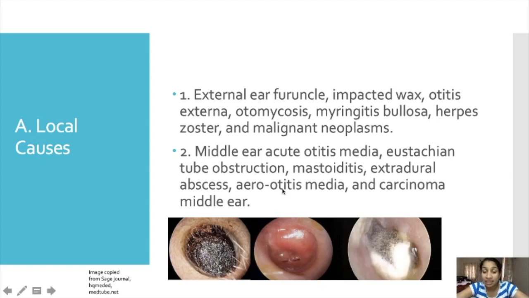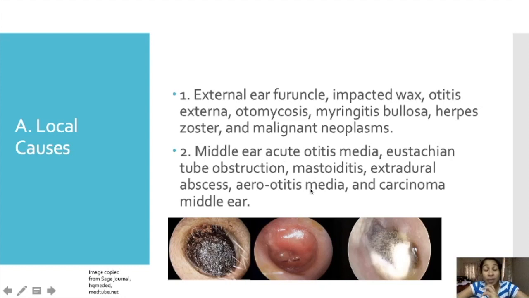And aero-otitis media. Aero-otitis media is nothing but when we go to a higher altitude, there is a difference between the atmospheric pressure and the middle ear pressure, and it will cause pain. Afterwards it will cause an inflammation of the middle ear mucosa, and that leads to ear pain.